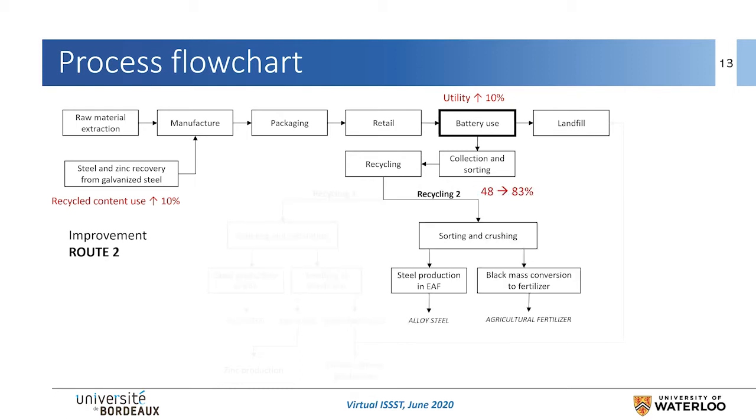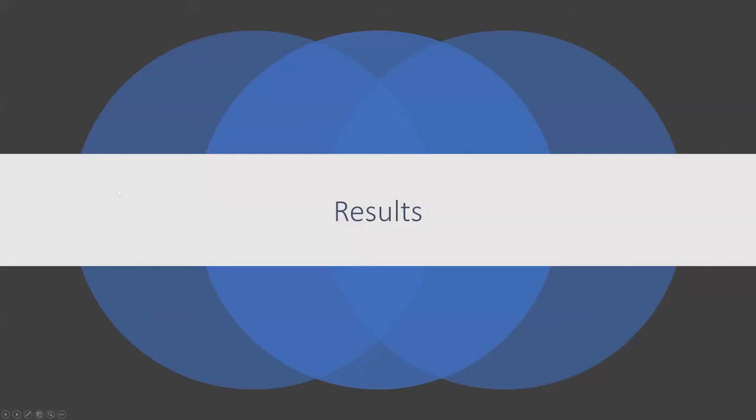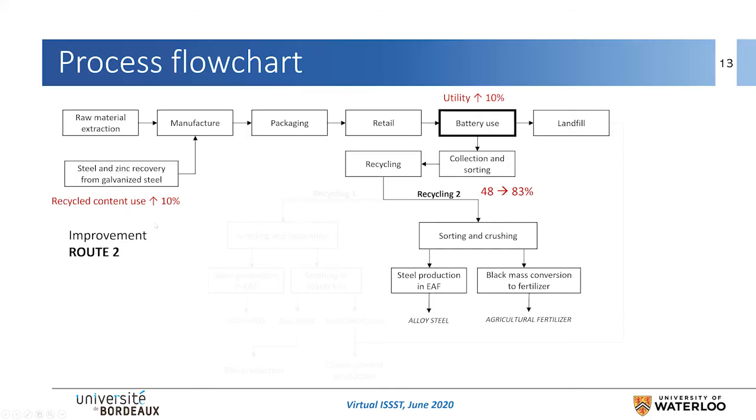And then we have improvement route 2, which has similar parameters as route 1, except that we look at a different recycling route. The efficiency increase is the same, but in this case we also recover steel, and on the other side we use the electrolyte and the electrodes and convert them to agricultural fertilizer.